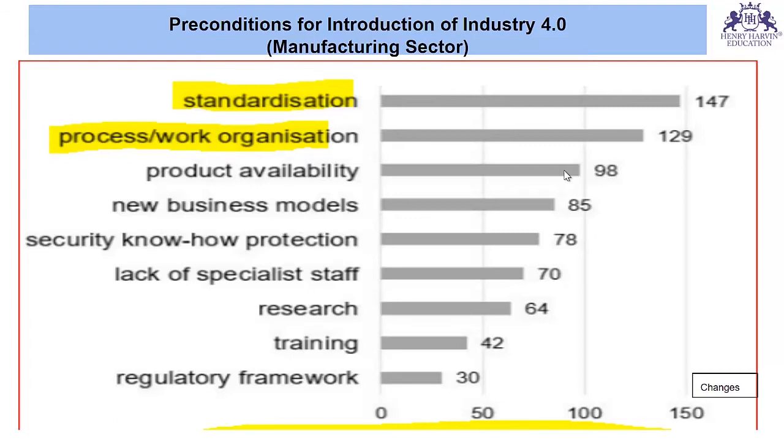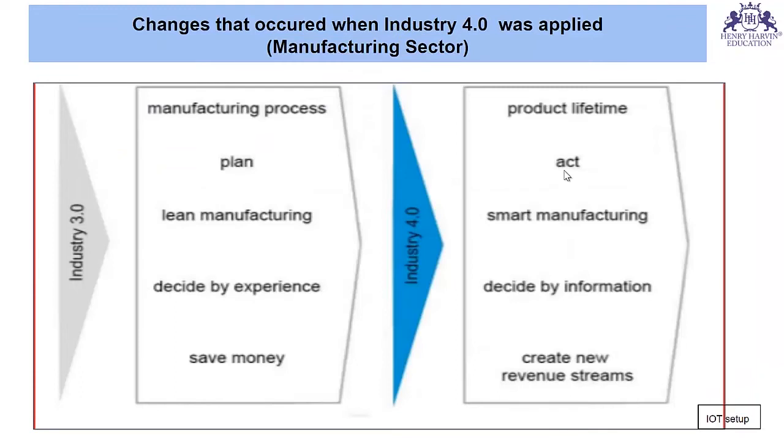So when we apply all this and we look at the changes which are going to happen, we see what has happened from Industry 3 to 4. A manufacturing process has become something of creating a product for the lifetime. Our plans become actions. Lean manufacturing converts into smart manufacturing. What we used to decide by experience is being decided by information. Earlier we used to think of saving money. Today we are creating new revenue systems. So we move from a managing system to an optimized system here.